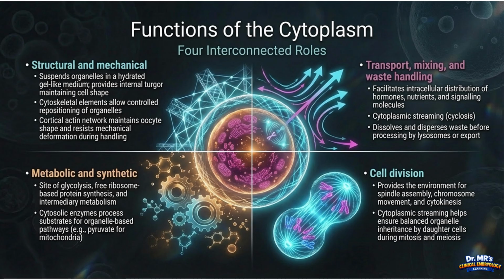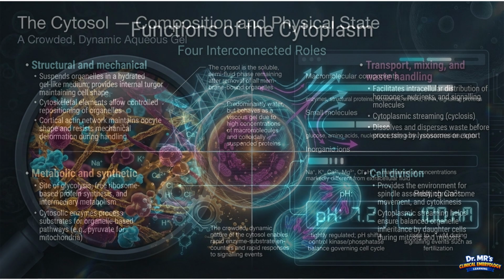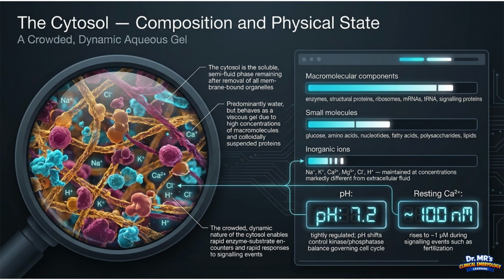These four functions are deeply intertwined, and it is the cytosol, the soluble phase of the cytoplasm, that coordinates them. Let's look at what the cytosol actually is. If you were to take an oocyte, gently disrupt its membrane, and then spin out all the membrane-bound organelles by high-speed centrifugation, what would remain in the supernatant is the cytosol. It is the soluble, semi-fluid phase of the cytoplasm, the continuous aqueous medium in which everything else is suspended.